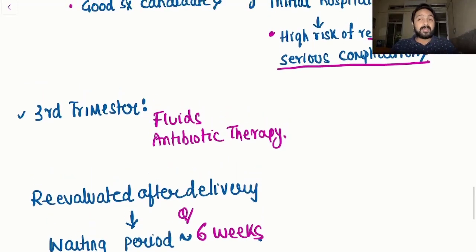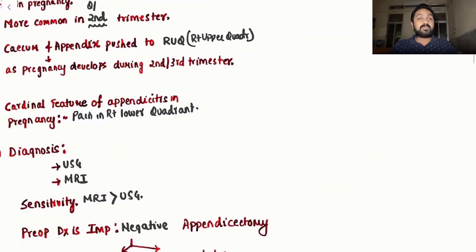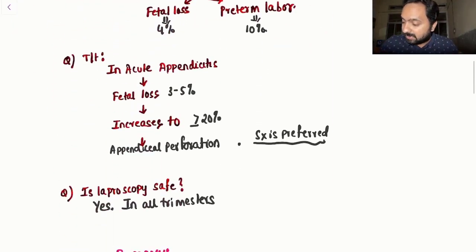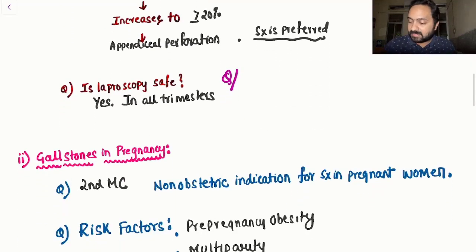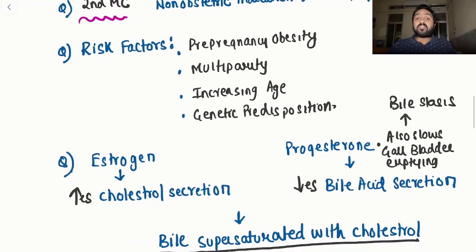So these were two important abdominal surgical conditions in pregnancy. The first, the most common, being appendicitis, and the second being gallstones in pregnancy. The important points to remember in appendicitis are that the cardinal feature is pain in the right lower quadrant, and laparoscopy is safe in all trimesters. In gallstones in pregnancy, it is the second most common.